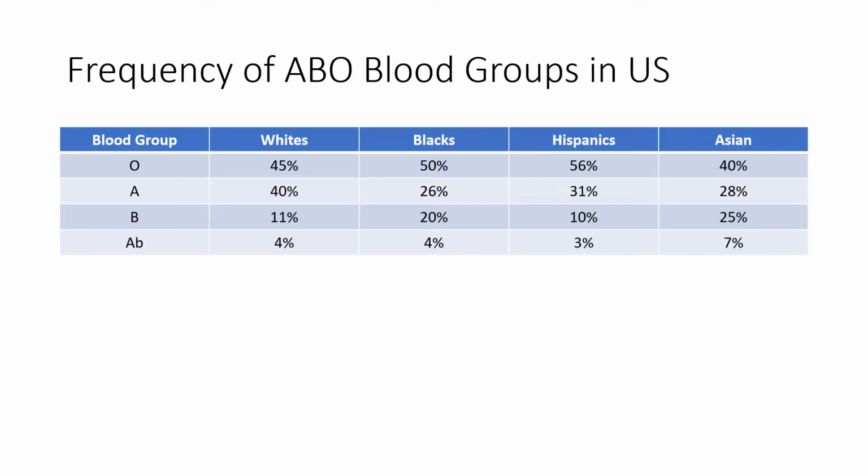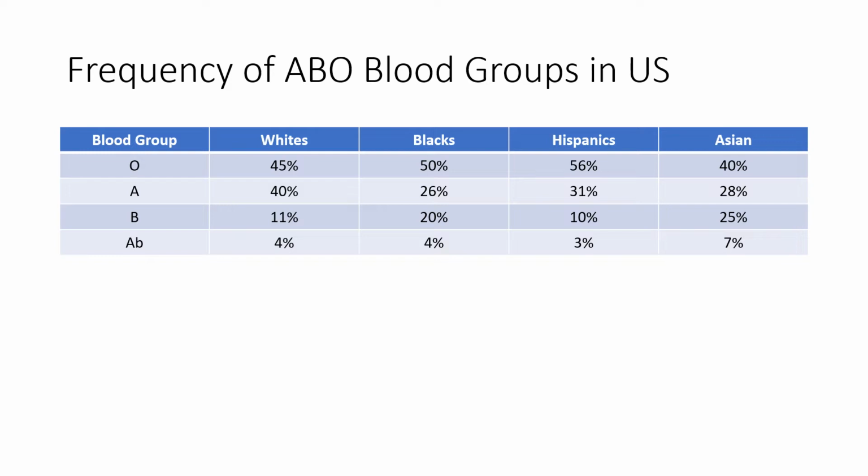When we look at the frequency of ABO groups in the US, you will notice that there are differences among the different races. But overall, type O is the most common. Type A is the next common, then type B, and last type AB is the least common. These frequencies will not be the same in other countries.